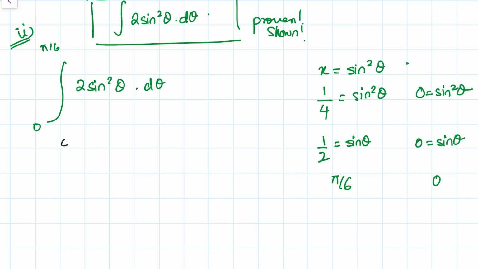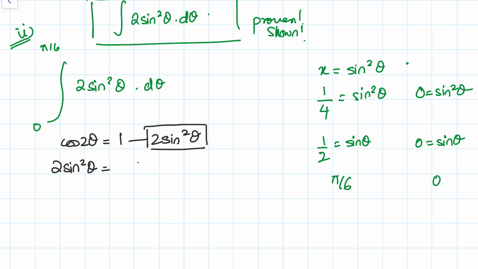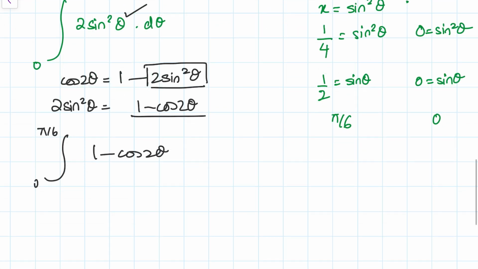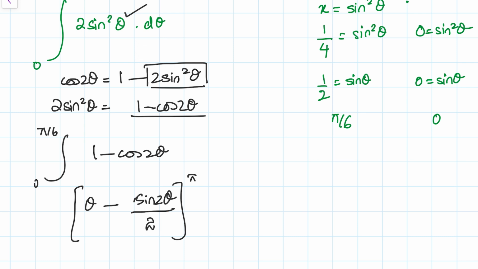How? We will use the double angle identity of cos 2 theta, which is 1 minus 2 sine square theta. If I make this the subject, 2 sine square theta is 1 minus cos 2 theta. Now, in place of this, I will write this. Now, the integral of 1 is theta. The integration of cos is sine, so cos 2 theta gives sine 2 theta divided by the differential of the angle, which is 2. Now, put the limits pi by 6 and 0.